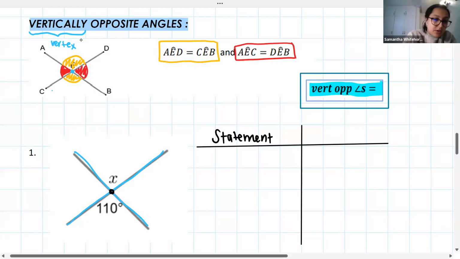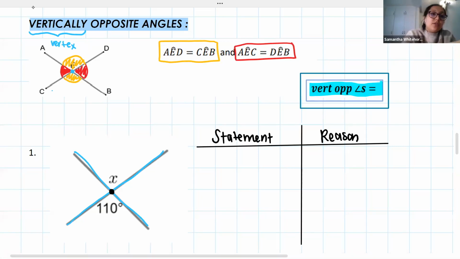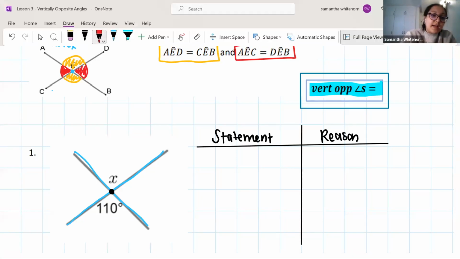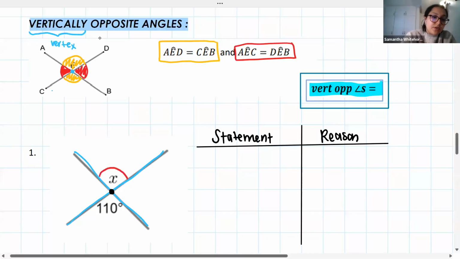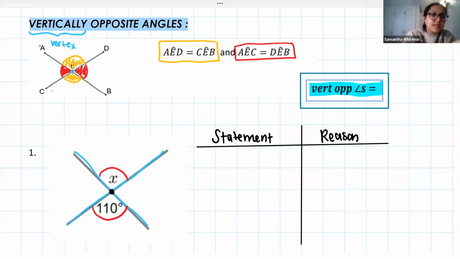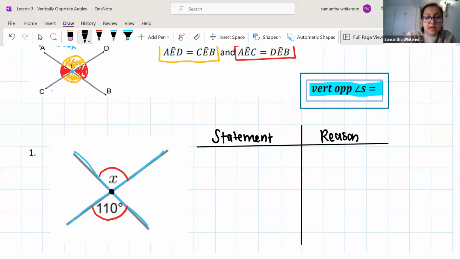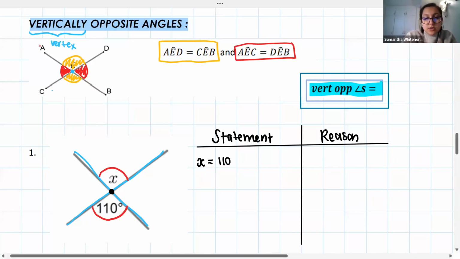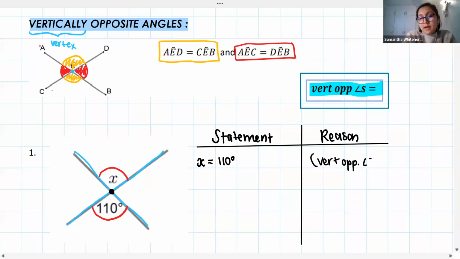So here, this middle point is a common vertex, or the vertex where the lines cross each other. And because I have that, I know that the angles opposite each other at that vertex are equal. So angle X is opposite 110. And so very simply put, I know that X is equal to 110 degrees because of vert-op angles being equal. And that's it.